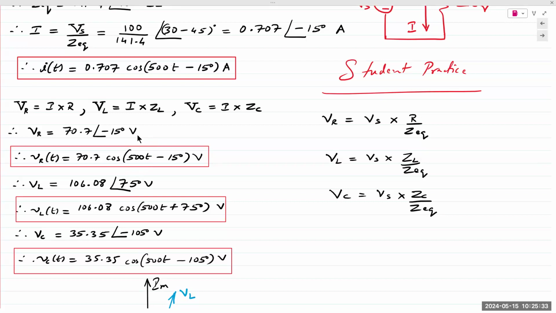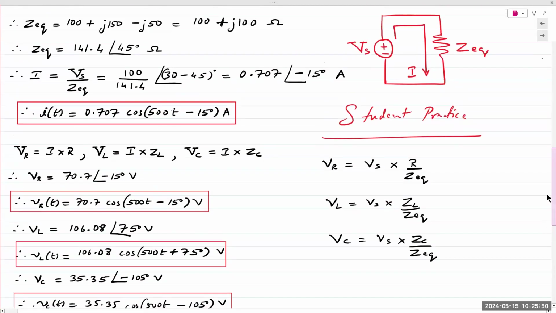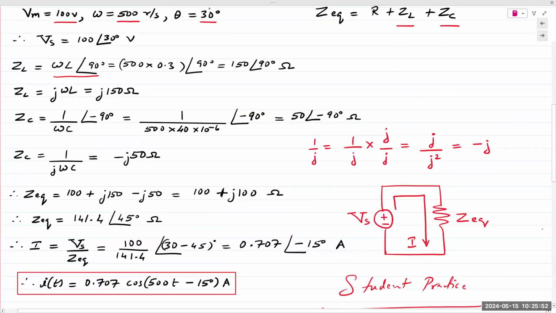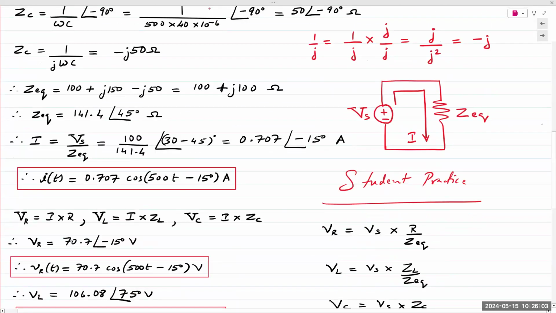Oh, not there. Right here. Cos of 500t minus 15 degrees. Note the phase angles for the voltage and for the current. The voltage had a phase angle of plus 30. The current has a phase angle of minus 15. Plus 30 and minus 15.